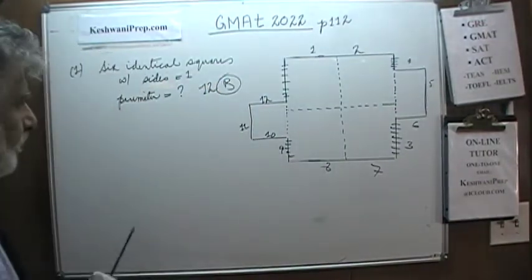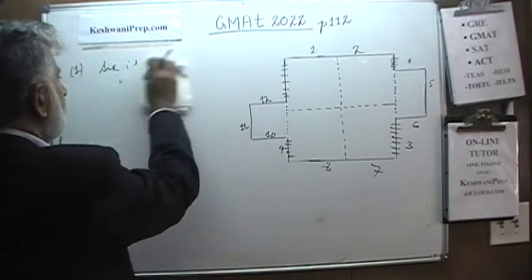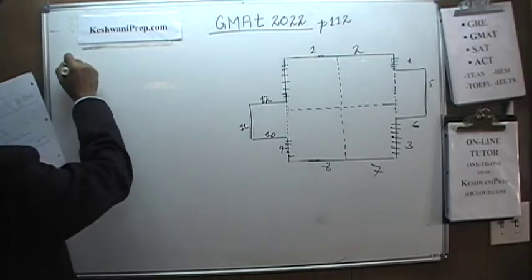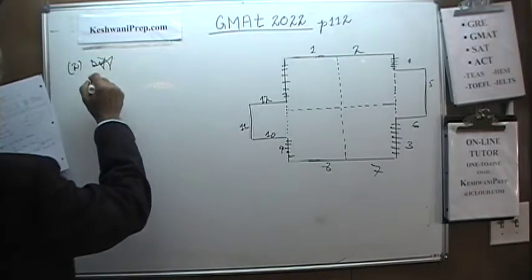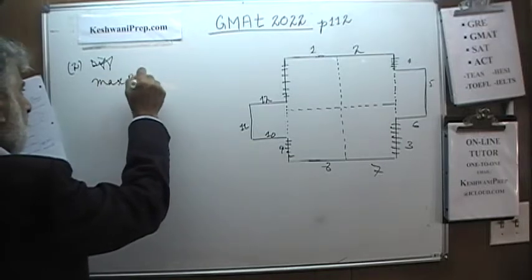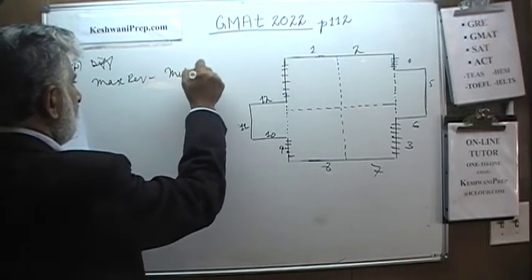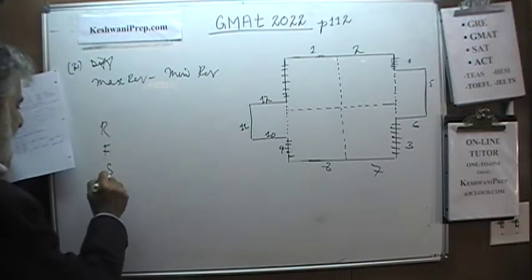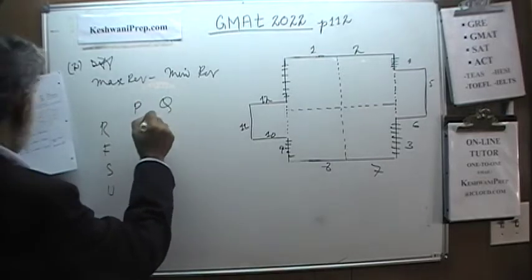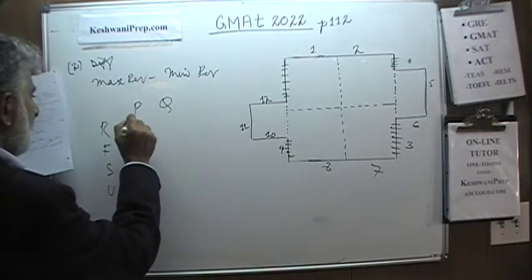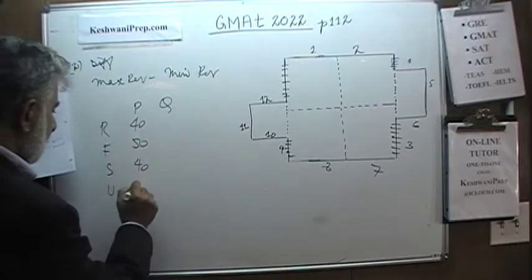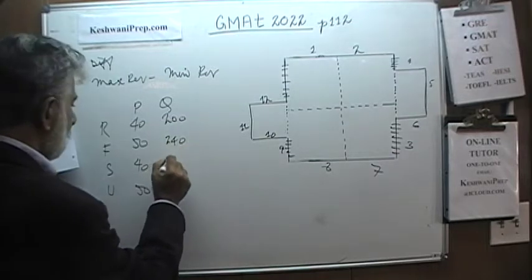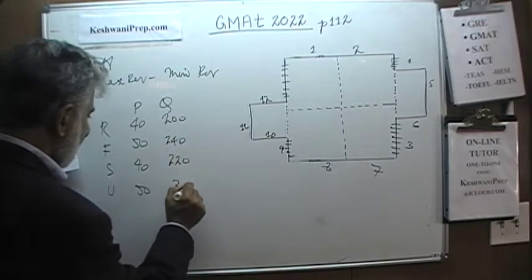Number two. In number two, we are being asked to find the difference between the maximum revenue and minimum revenue. Let's see what we have. We are told that we have Thursday, Friday, Saturday, and Sunday. Here are the prices, here are the quantities: 40, 50, 40, 50, and then we have 200, 240, 220, and 300.